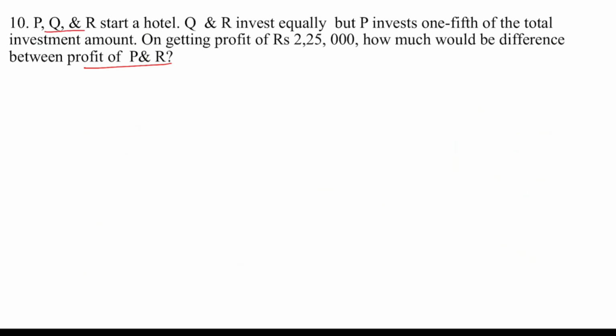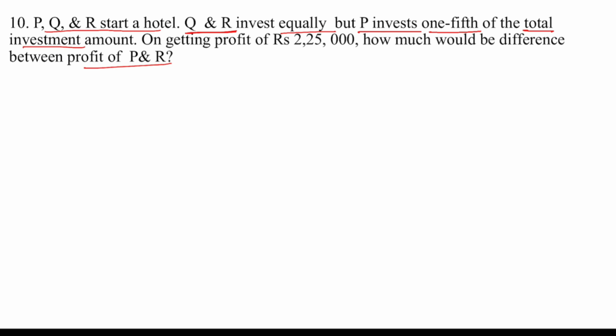Okay, PQR started a hotel. The important thing is Q and R invested equally. Okay, they invested equally, but P invests 1/5 of the total investment. Okay, P invested 1/5 of the total investment.